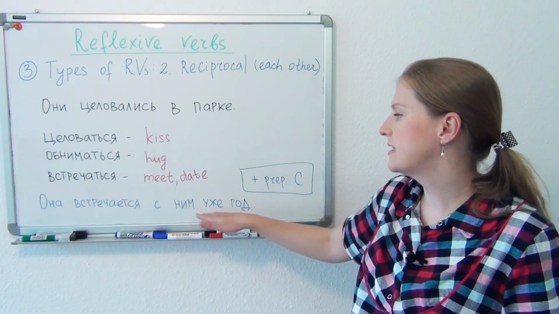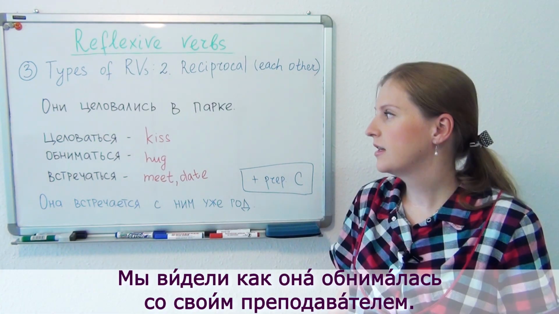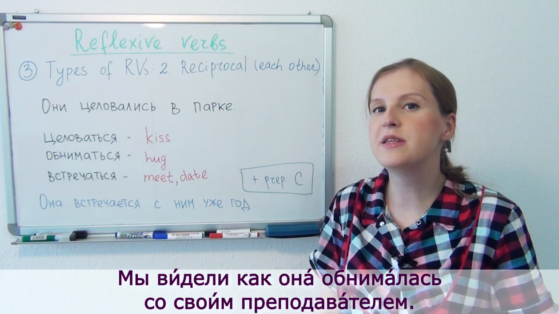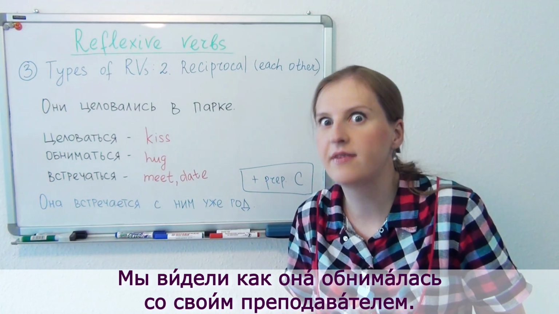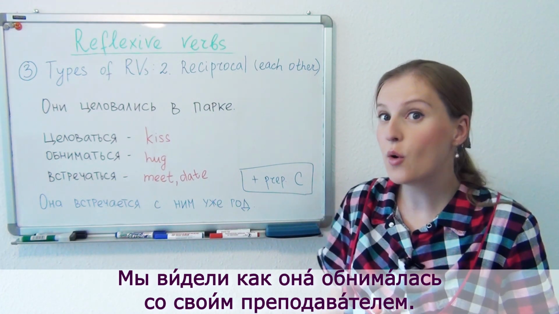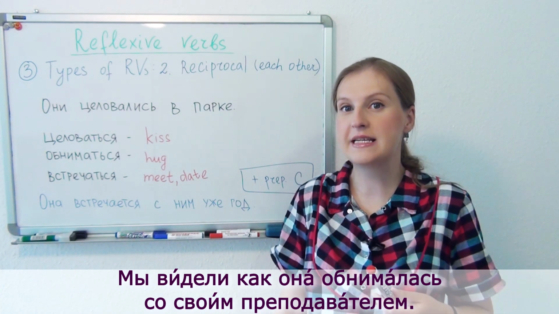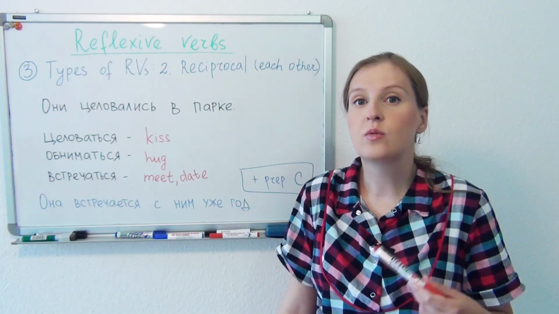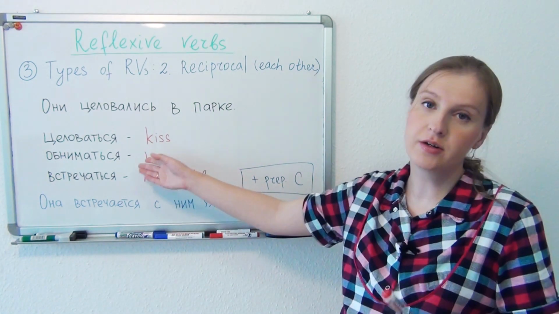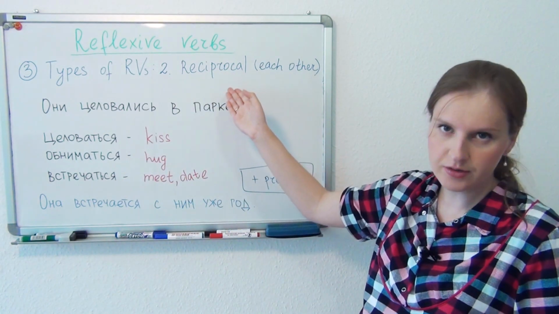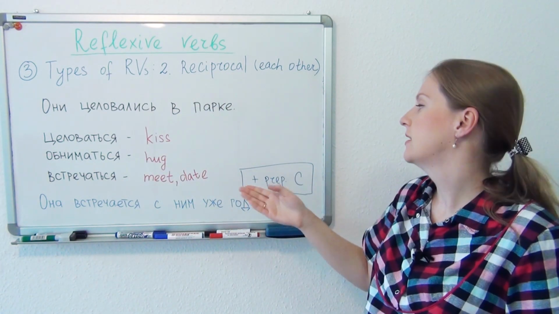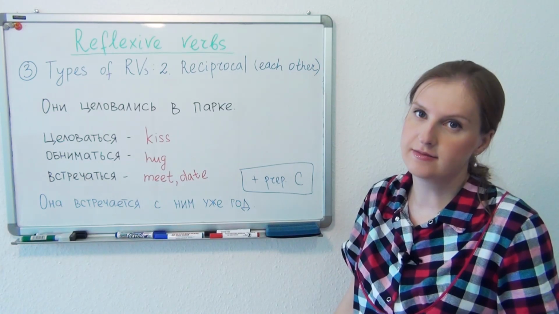Она встречается с ним уже год. Мы видели, как она обнималась со своим преподавателем. We saw her hugging her teacher. So, we can use these reciprocal reflexive verbs with the preposition с.